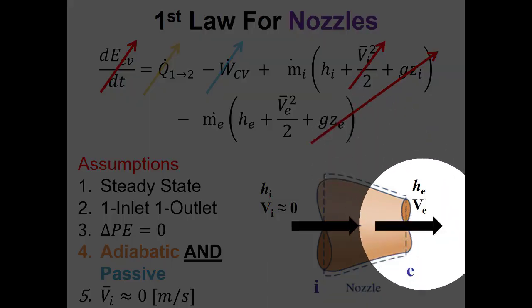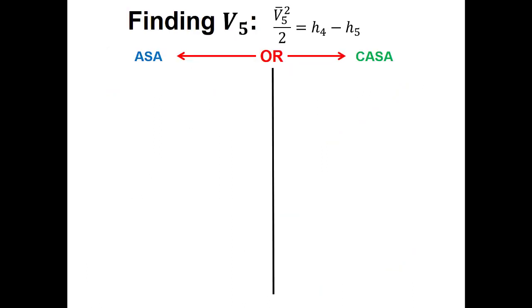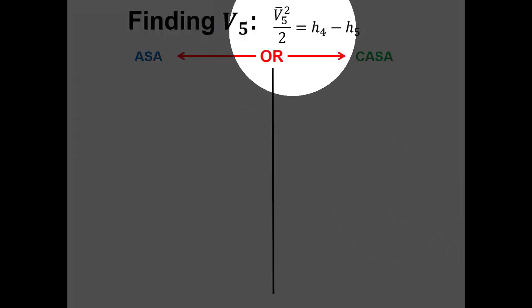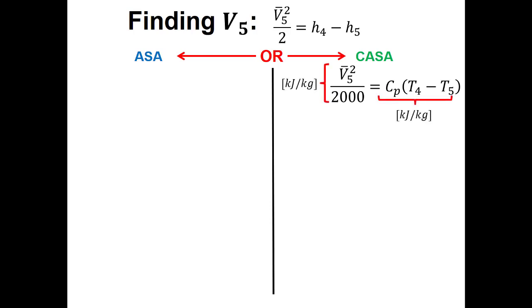Remember, I need to have kinetic energy at the exit of my nozzle because that's kind of the purpose of the whole cycle. So now I can see that V5 squared over 2 is equal to H4 minus H5. But I got to make sure my units are right. So I notice that if I only divide by 2, that kinetic energy term would be joules per kilogram. So I divide by 2,000 to get kilojoules per kilogram.